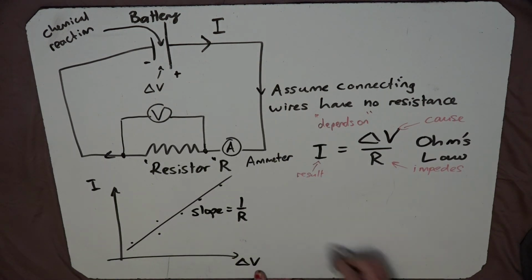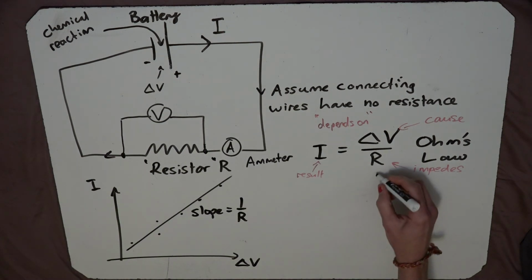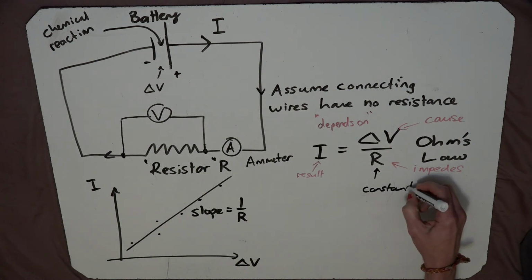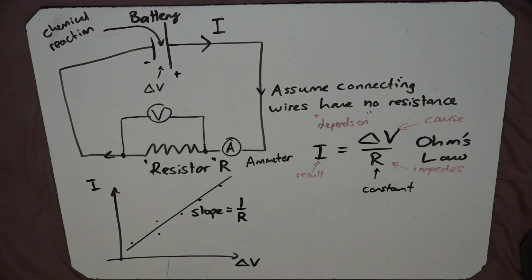The last thing I want to point out is that there is an important assumption in this equation, which is that the resistance remains constant. This is not always true, however, because the resistance of a wire actually depends on the temperature of the wire.